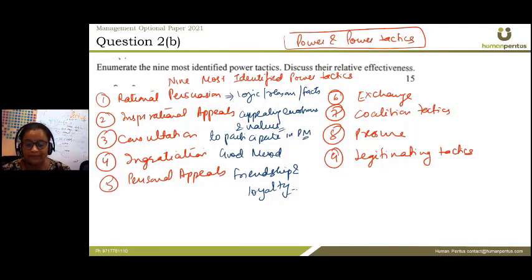Okay. Exchange. So exchange is nothing but a give and take approach.